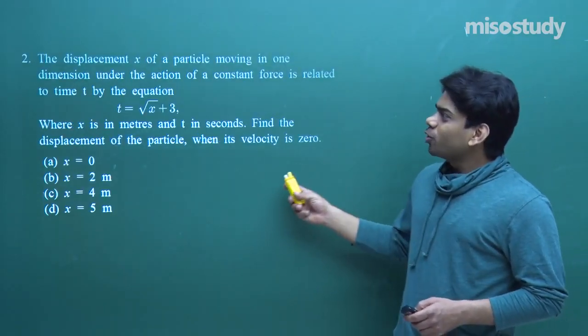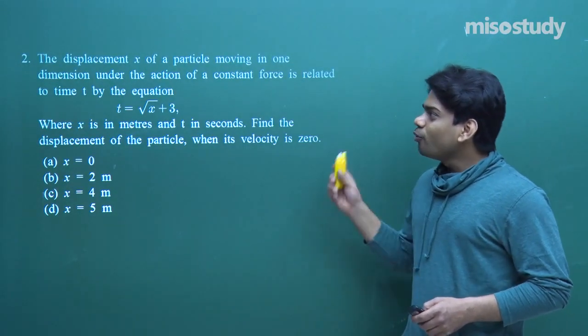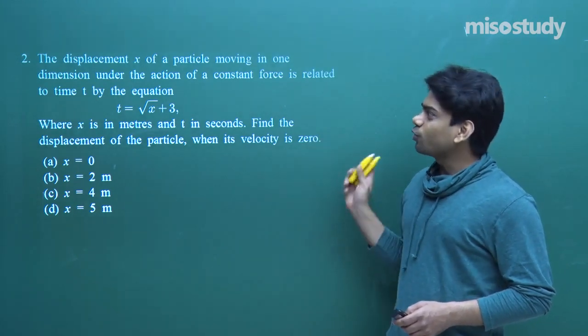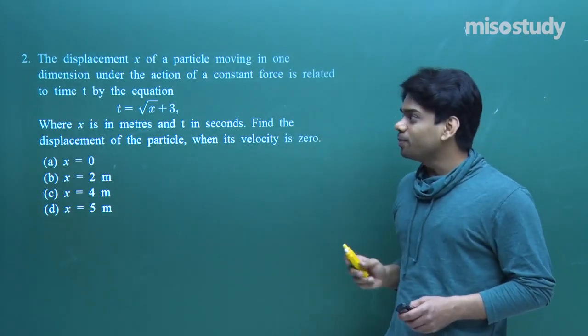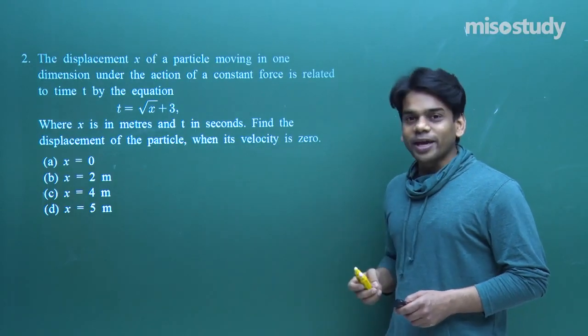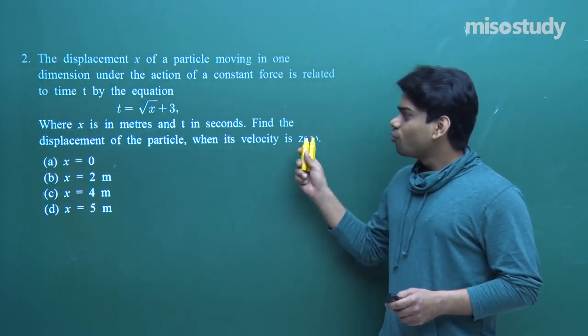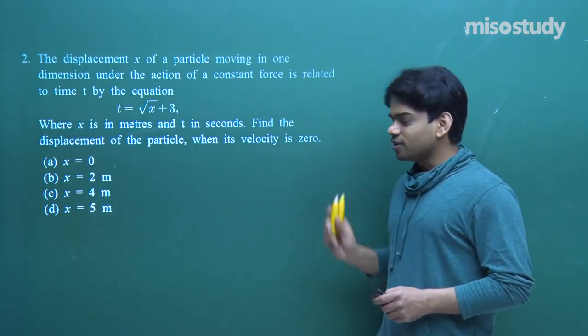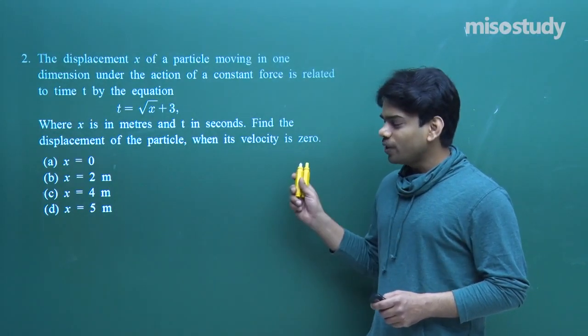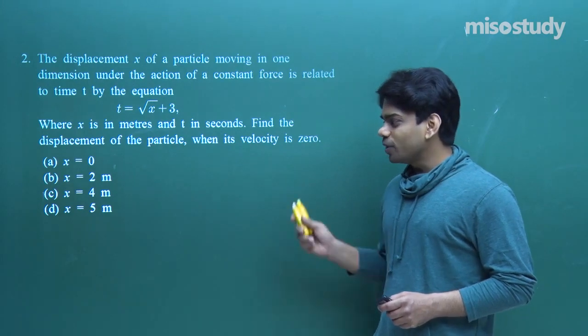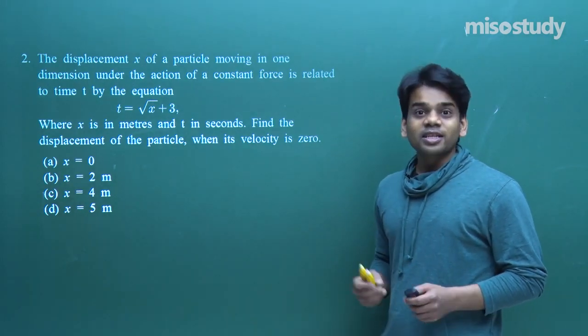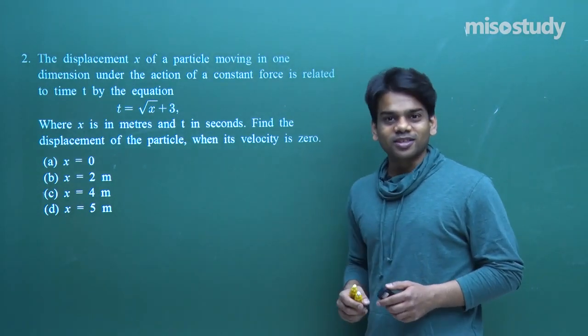Here we have the second question. The displacement x of a particle moving in one dimension under the action of a constant force is related to time t by the equation t equals under root x plus 3, where x is in meters and t in seconds. Find the displacement of the particle when its velocity is 0. A, x equal to 0; B, x equal to 2 meters; C, x equal to 4 meters; D, x equal to 5 meters. Let's try to find out what is the displacement when velocity is 0.